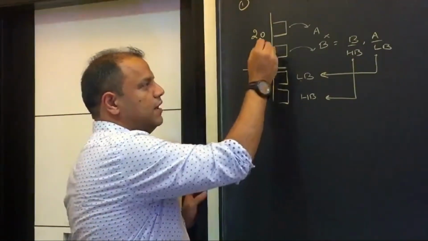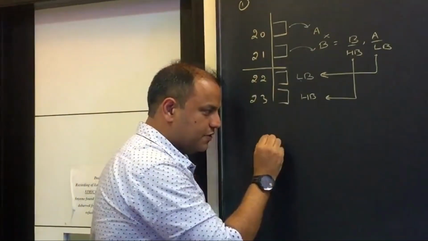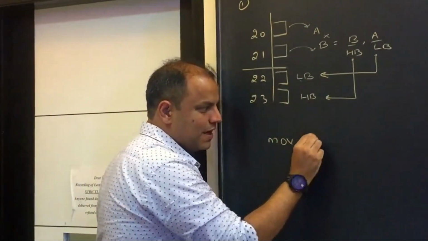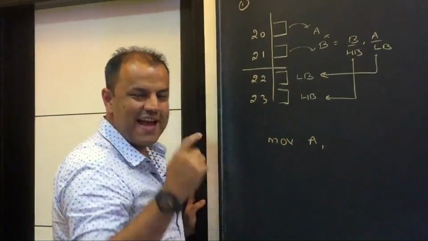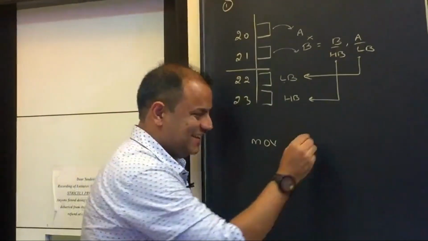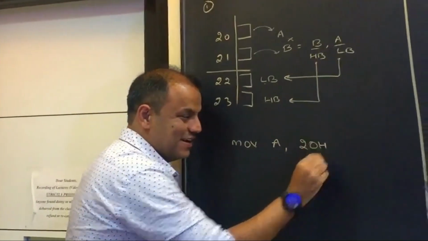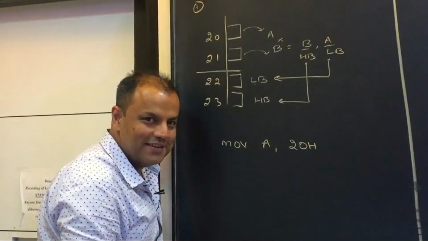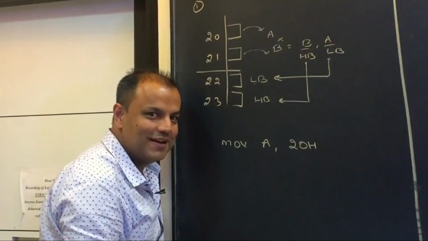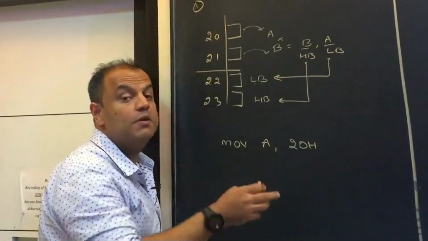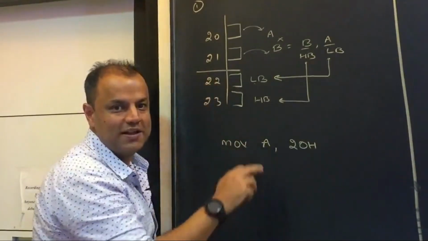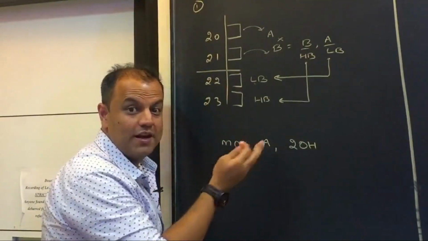Focus here. Take the data of location 20 into A register. Move A, comma, what? Hash 20 or 20? Exactly, 20H. If you write hash 20, that means A is getting the data 20. We don't want the data 20. We don't want value 20. We want the contents of location 20. That means 20 is the address. We want data from that address.